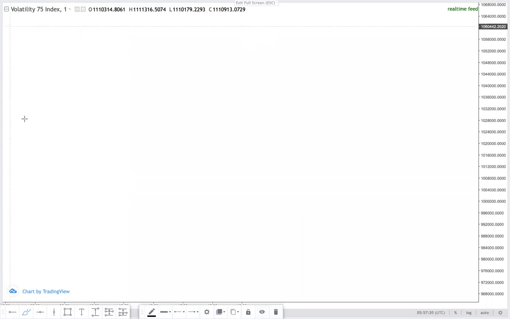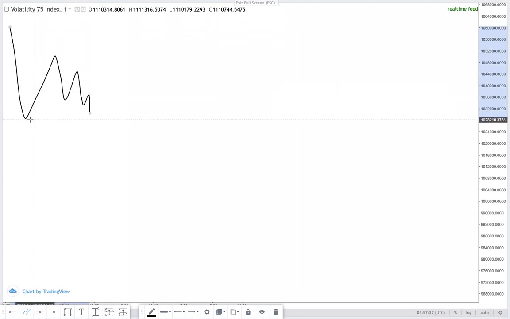So let's say we have a downtrend. The first evidence that will tell you we're still in a downtrend is when price breaks structure. Let's say price breaks structure right here.